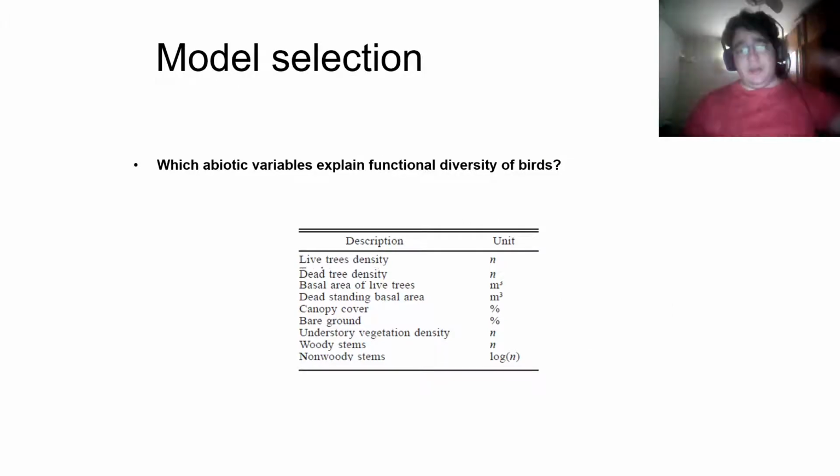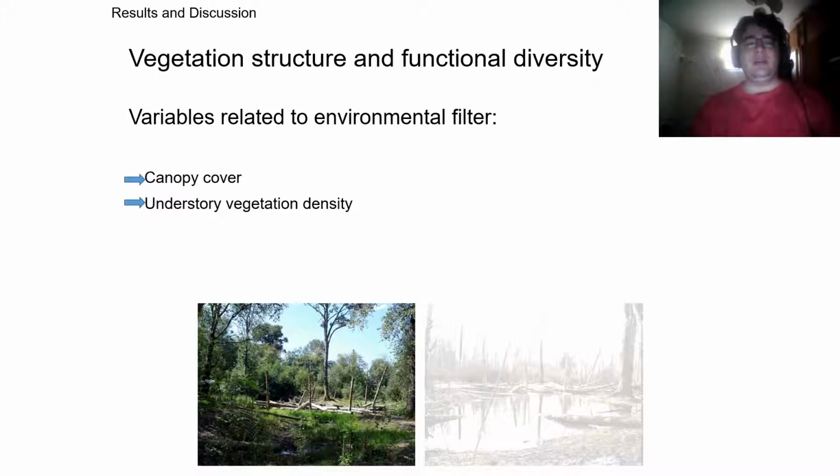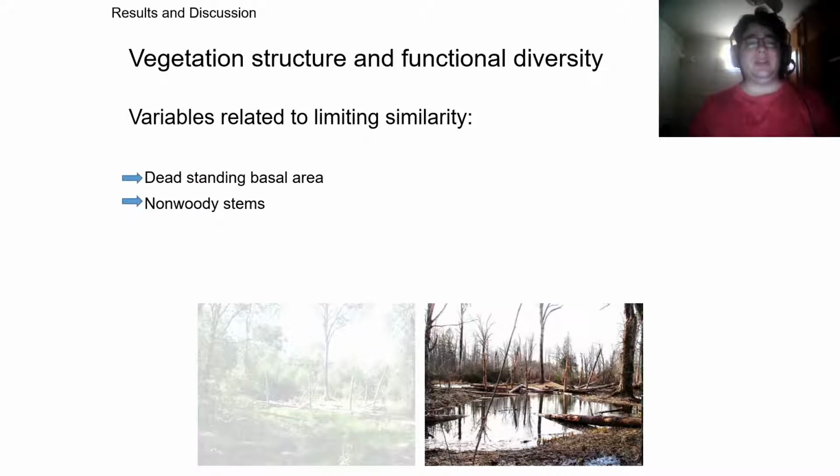Then we use the model selection process to see how these abiotic variables that you see there are related to the changes in functional diversity. Then we first saw that fire did not work as a filter. Fire did not work as a limiting similarity process as well. But we observed that vegetation structure and functional diversity were related, and canopy cover and understory vegetation density were related to environmental filter, while dead standing basal area and non-woody stems were related to limiting similarity.